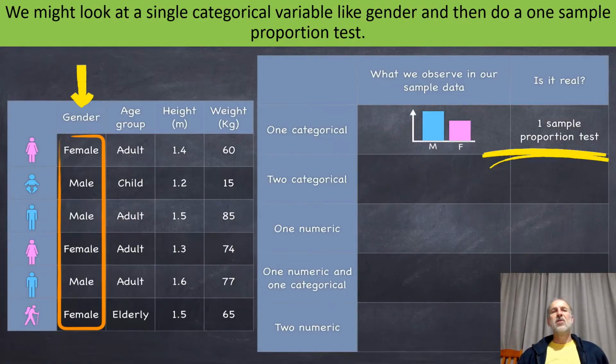We might look at a single categorical variable like gender. Look there on the left-hand side where the yellow arrow is: that column, gender, is a categorical variable, and it's a single column that we're choosing. Then we're going to use that to do a one sample proportion test.